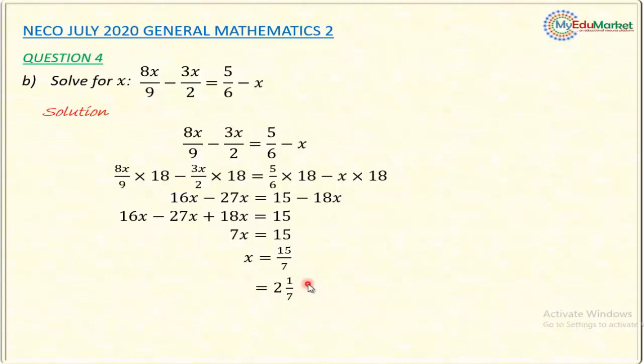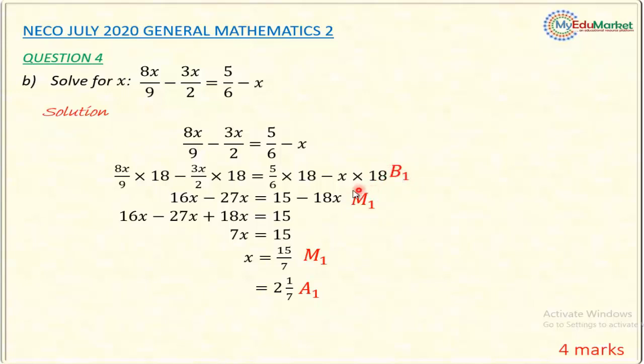What I'll just give you is the mark distribution for this according to the official NECO marking scheme. The mark distribution is as follows. The very first mark is bonus 1 mark, and this bonus 1 mark is for getting the LCM of 9, 2, and 6. That is this 18. Getting it correctly, you have bonus 1 mark.